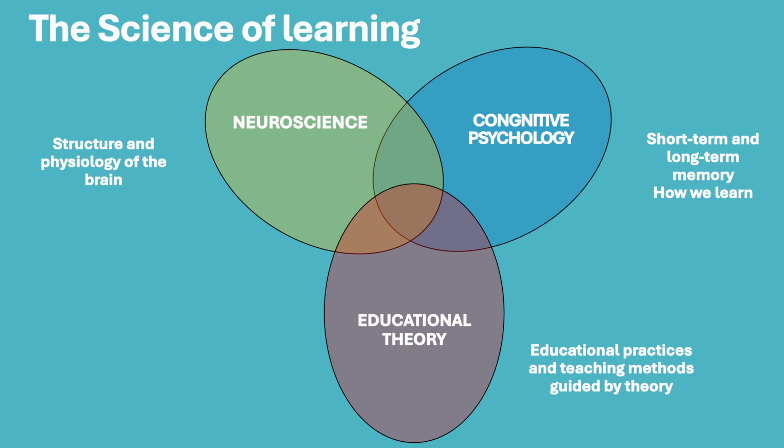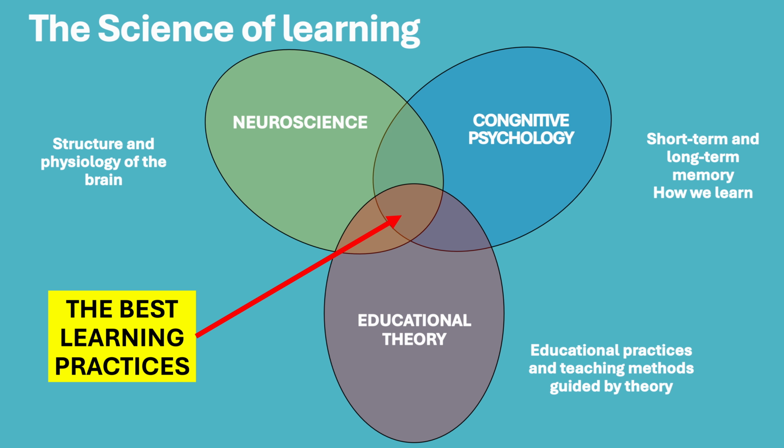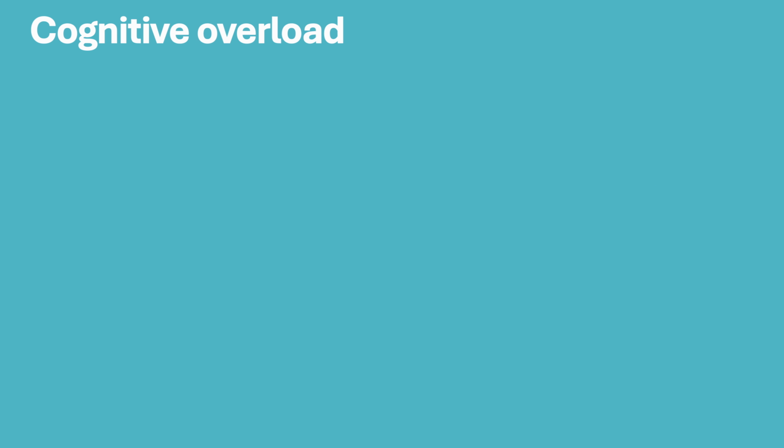So the science of learning is really taking where these three areas intersect. We're looking at neuroscience, cognitive psychology, and educational theory, and finding where those three things overlap. Where does educational theory overlap and link in with the neuroscience and the cognitive psychology? Because those parts of educational theory are going to have the strongest correlation for improving learning. And that's the general idea behind the science of learning.